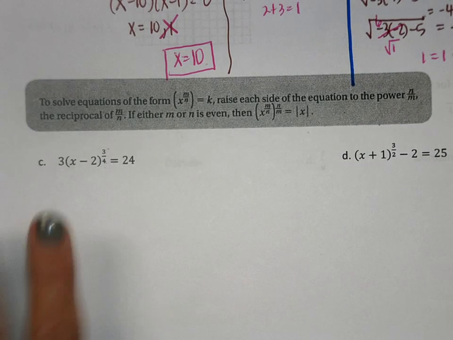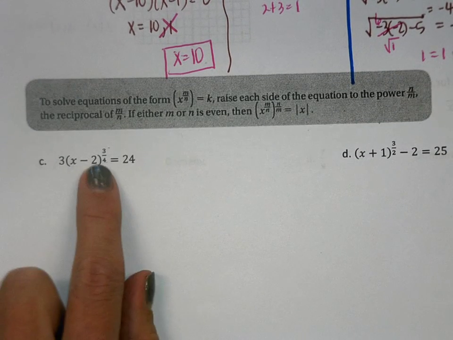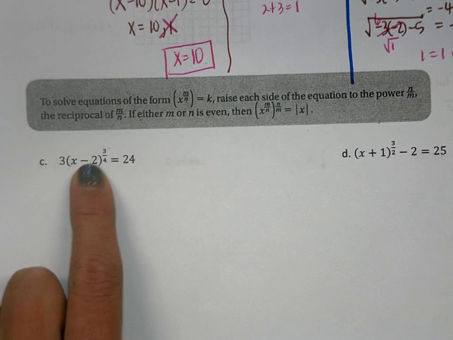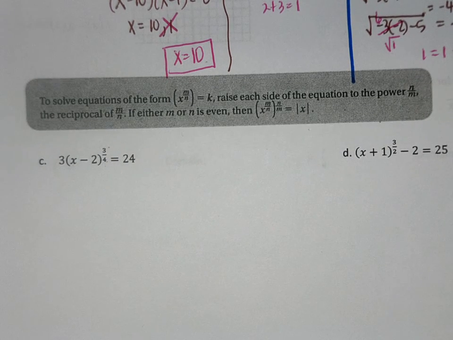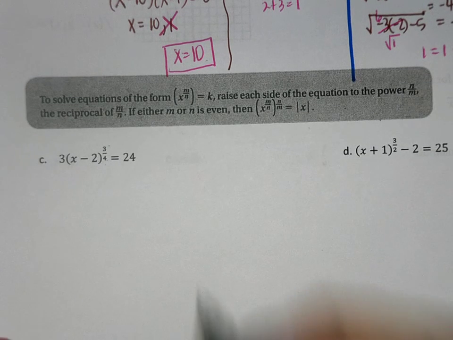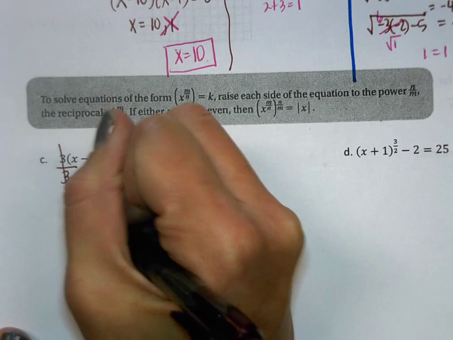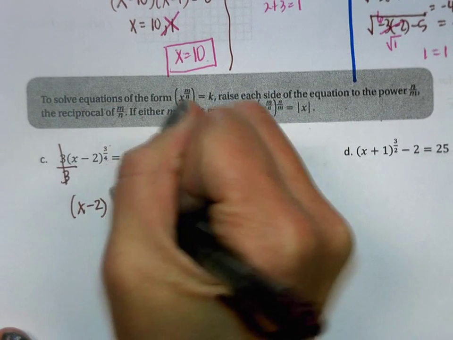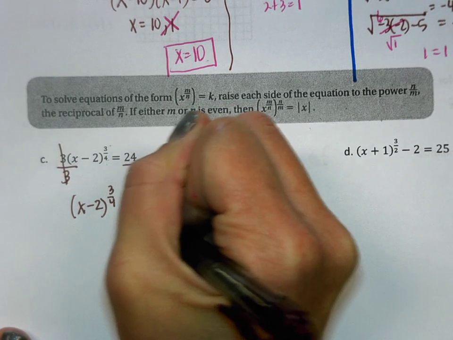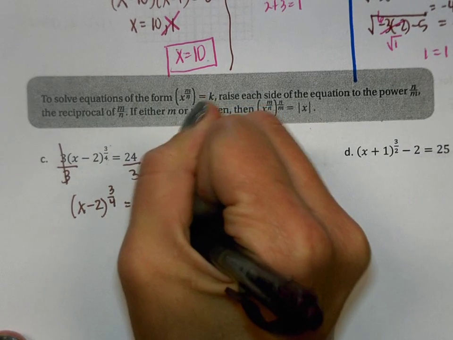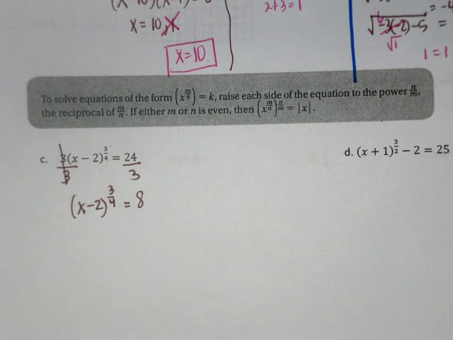All right, so the first thing is that the root is the same thing as your power. Is the root or power by itself right now? No. What is in front? A 3. How do I get rid of the 3? Divide it out. Good. We're going to divide by 3 on both sides. So I end up with x minus 2 to the 3/4 power equals, and 24 divided by 3 is 8. Okay, Zach, you getting this?